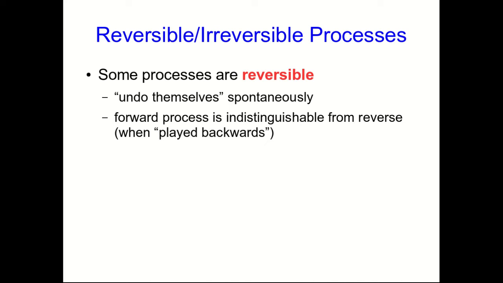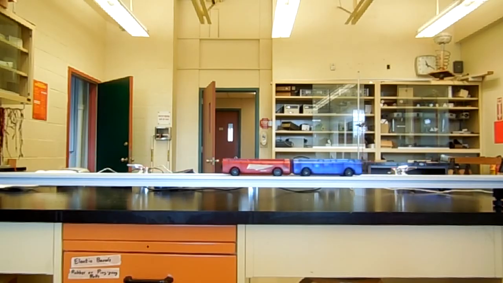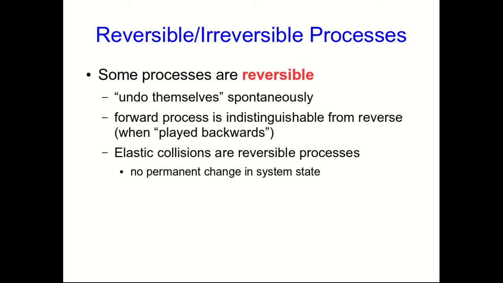Well, let's try that with a different reversible process. Here is an elastic collision between two carts, and here it is played in reverse. Or maybe I just lied to you. Maybe I played you the reverse one first and the forward one second. Look back at them and see if you can tell which is which. The point is, you really can't, and this is showing us that elastic collisions are reversible processes. There's no permanent change in the system state, and so it looks the same at the end of the process as it did at the beginning if the process reverses itself, which an elastic collision does.